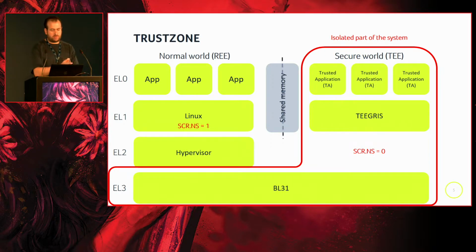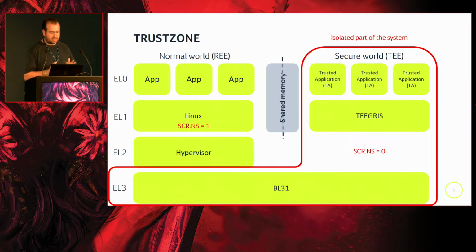Let's look at TRUSTZONE a bit more in detail. We have the split between normal world and secure world that I just showed. And then you see in the columns different privilege levels defined by the ARM architecture. So we have EL0 in both normal world and secure world, which is the application level, so it's the least privilege level. Then we have EL1, which is where the kernel runs, both the Linux kernel and the TEEGRIS kernel in the secure world. We have the hypervisor in the normal world. And finally, at EL3, which is the most privileged level, we have BL31, which is also called monitor code. And this is some dedicated code that always runs in secure mode and handles the switching between the two worlds.